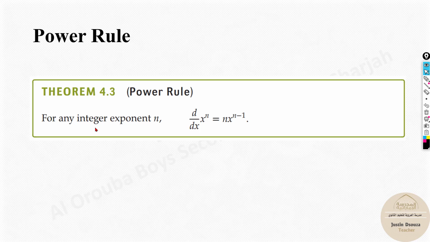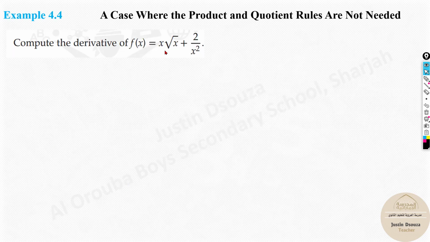Why power rule? Because you do not need to apply the product and quotient rule every time for each and every term. We can use power rule and simplify. Say for example here, you don't need to use product rule in the first two terms. Why? Because you can use the power rule. It's x power 1 and this is x power half. So add these powers, it will be 3 by 2, isn't it? Or 1.5. Now use the power rule over here for the first term I'm talking about.